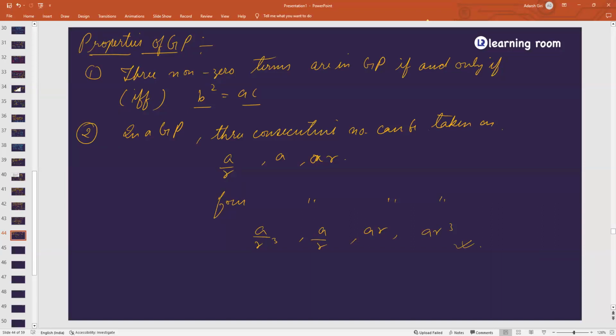It's very easy. Divide the next term with the previous term. What are you getting? See here. If I divide this by this, AR cube divided by AR, what am I getting? R square. If I divide this by this, AR divided by A by R, you'll get R square. If I divide A by R divided by A by R cube, it will be R cube upon R. That will be R square. In all the cases, I'm getting R square. That is my common ratio, isn't it? Yes, sir. Got it?